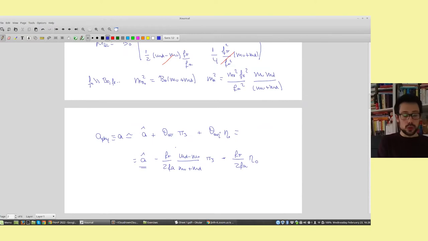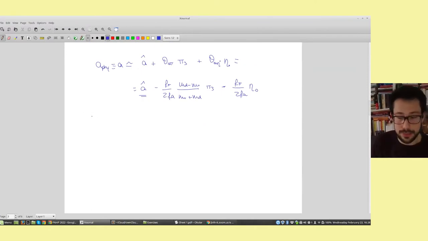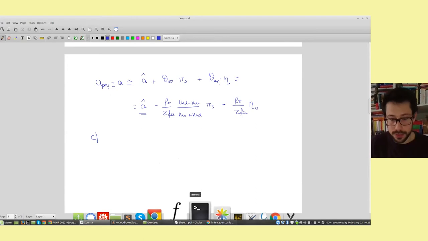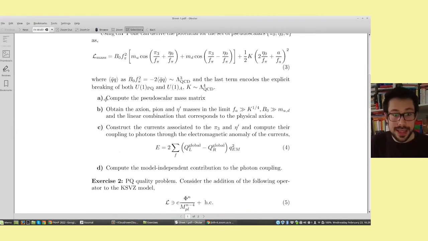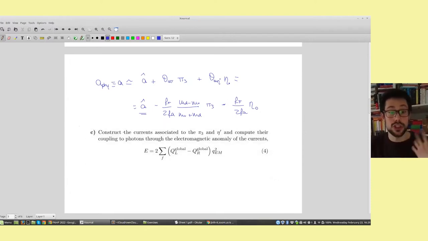But then in order to compute the final coupling to photons, first we need to compute... I don't know if I wrote it here, no. So the third part of the exercise, let me copy paste from here. Now what we need to do is to compute the coupling of both the pion and the eta prime to photons, because this will be part of the coupling that the axion will inherit, right? So in particular, let me copy this here. So what the exercise is asking is to construct the currents associated to the pi_3 and the eta prime, and then compute their corresponding couplings to photons with the electromagnetic anomaly of the corresponding currents.